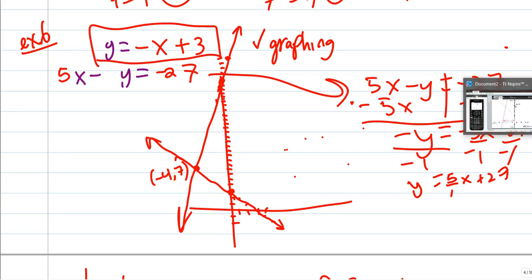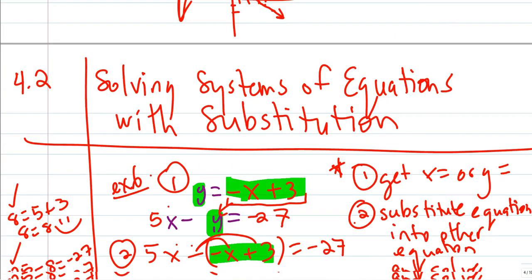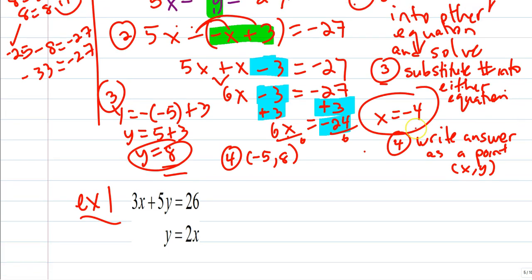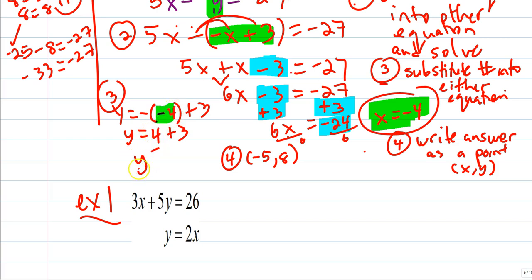Let's see if 7 still shows up. Okay? Alright. So we got negative 4. We're going to plug in a negative 4. I'm going to highlight this a different color. Okay? So instead of a negative 5, we're going to plug in a negative 4. Negative negative 4 makes that a positive 4. And 4 plus 3, y is equal to 7. So our answer is officially negative 4, 7.